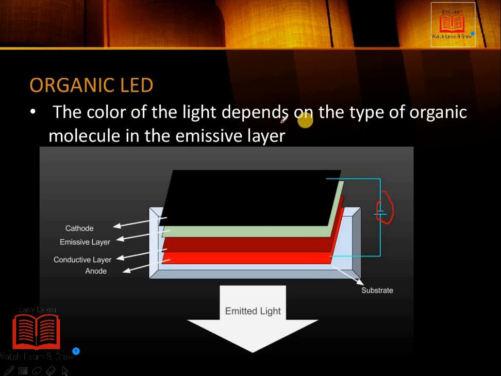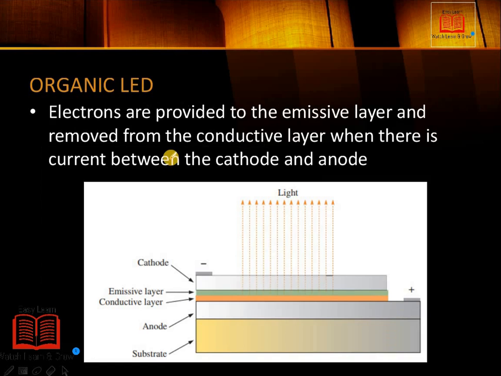The color of the LED light depends upon the type of the organic molecule in the emissive layer. This is the emissive layer, and the energy is released when the hole moves from the conductive layer to the emissive layer, and the light will start glowing from this. For example, if this has an organic molecule that emits red color, then the light will be red. So this depends upon the emissive layer.